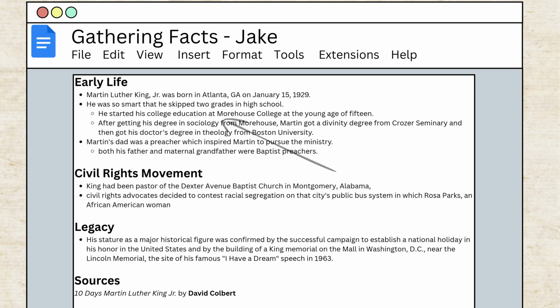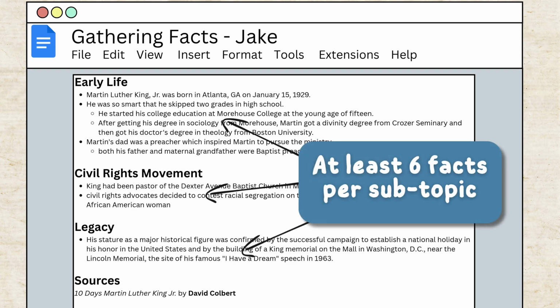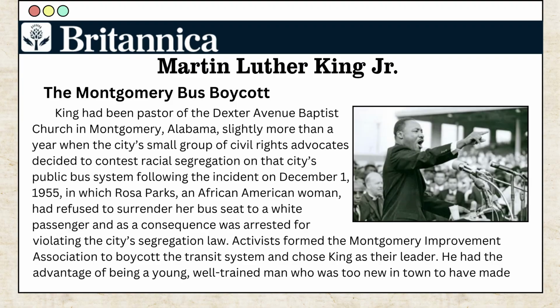You'll need at least 6 facts per subtopic for a total of 18 facts, so give yourself plenty of space on your document. Now let's look at what an internet source might look like when you're adding this to your document. I'm using Botanica.com for my topic of Martin Luther King Jr.